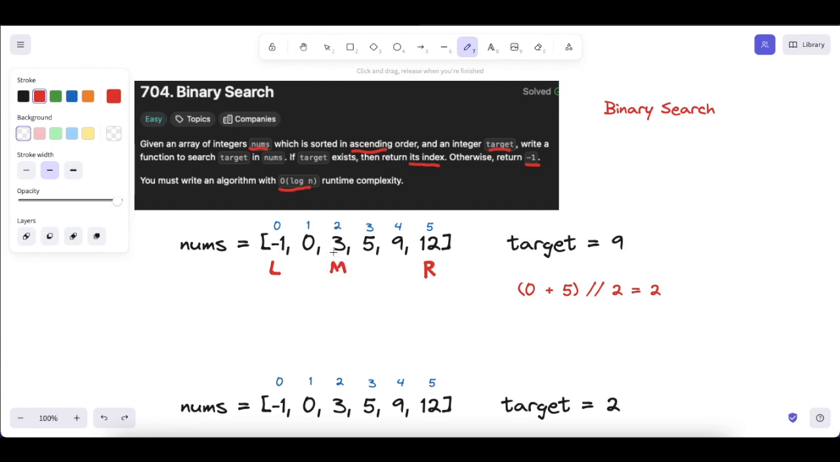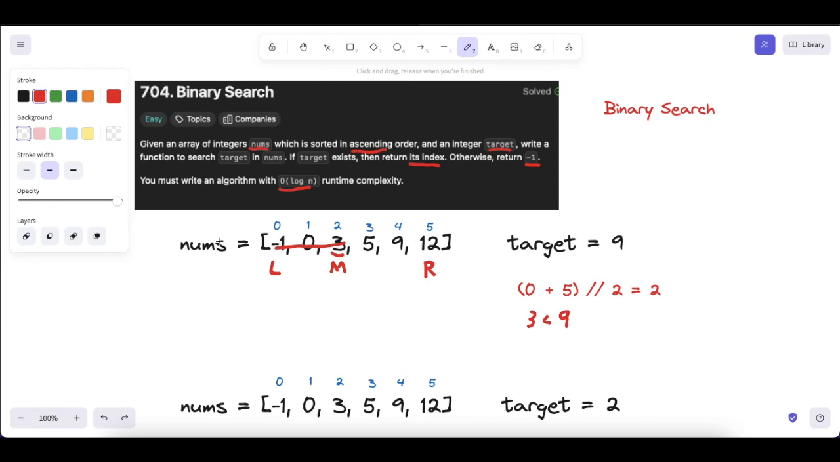Now we're going to compare whatever number we have at the midpointer to our target. So we see 3 is what we have at the midpointer, and our target is 9. Now we know that 3 is not equal to 9, so we have not found our target. However, what we also see is that 3 is smaller than 9. And this information is very important for us. Because if we know that 3 is smaller than 9 and is not equal to our target, we can discard not only the 3, but every number which comes before the 3.